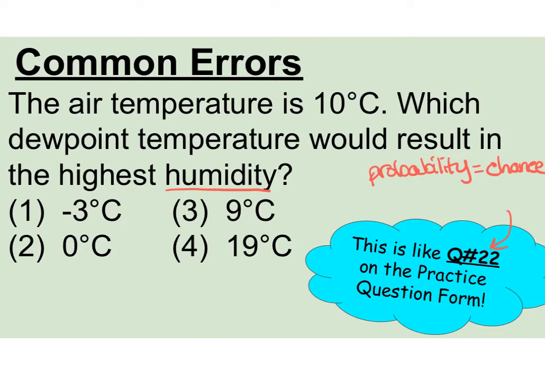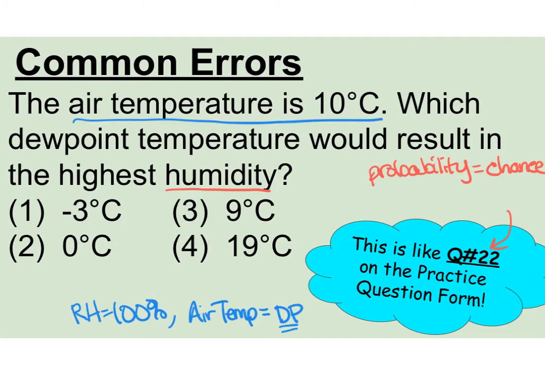Also remember that if the relative humidity is 100%, then the air temperature is going to be the same as the dew point temperature. So that should help you out with this question as well. We're looking for a dew point temperature that is really close to the air temperature. So go ahead and try to answer that question, and then we'll check in. If you said that the answer was 9 degrees Celsius, you were correct, because that is closest to 10 degrees Celsius.